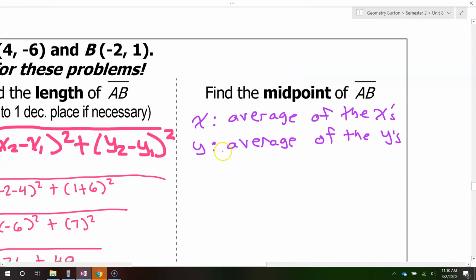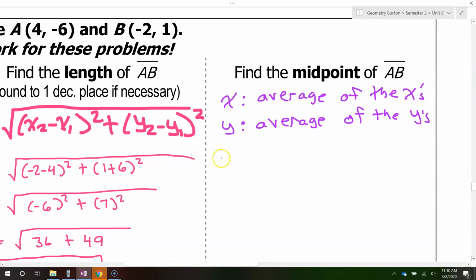So that's what we're going to do. All right, so that tells me that the x value of the midpoint is going to be 4 plus negative 2 divided by 2, because I'm just doing the average of the x's. And that's going to give me 2 divided by 2, which is 1.